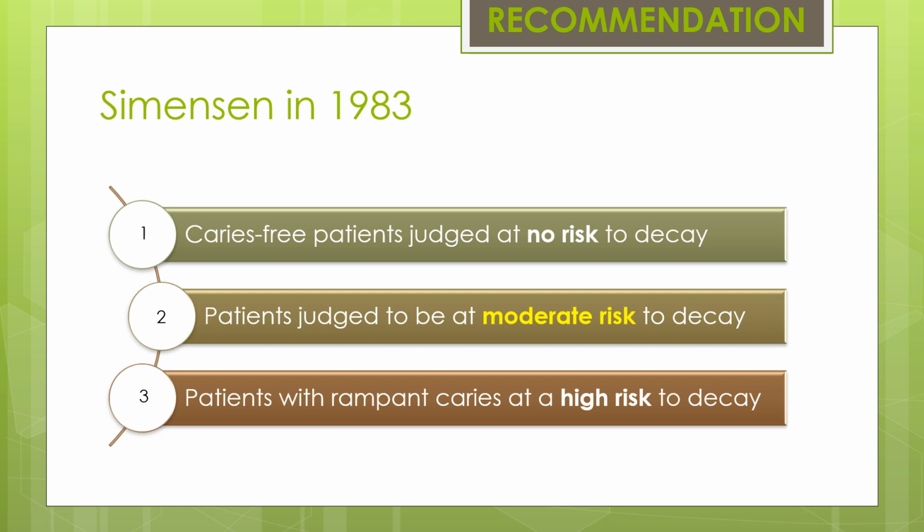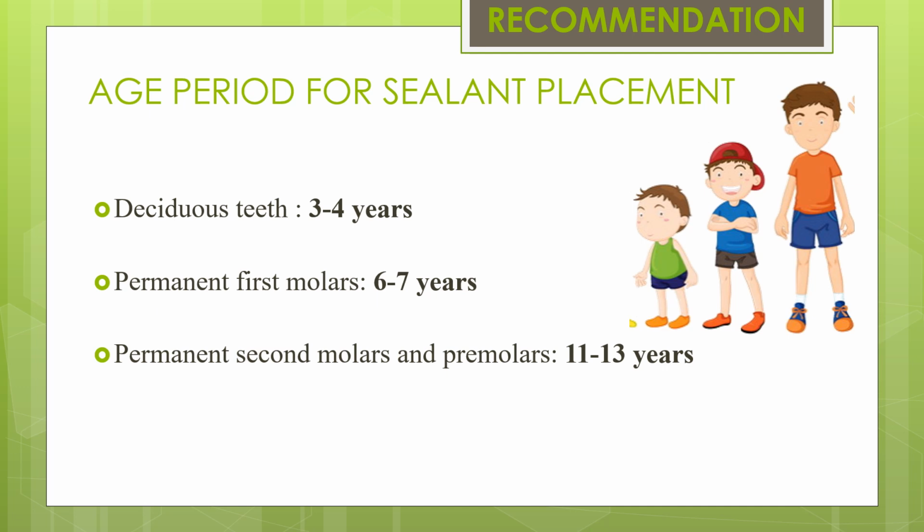As recommended by Simonsen in 1983, he classified the patients into no risk, moderate risk, and high risk based on the caries risk assessment. The patients who are judged to be at moderate risk to decay are suitable for pit and fissure sealant application. Now, the recommended age period for sealant placement is 3 to 4 years for deciduous teeth, 6 to 7 years for the permanent first molars, and 11 to 13 years for the permanent second molars and the premolars.